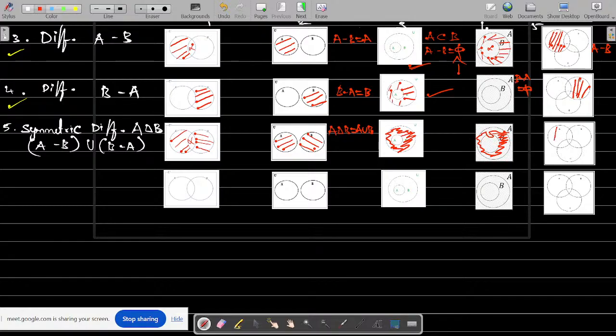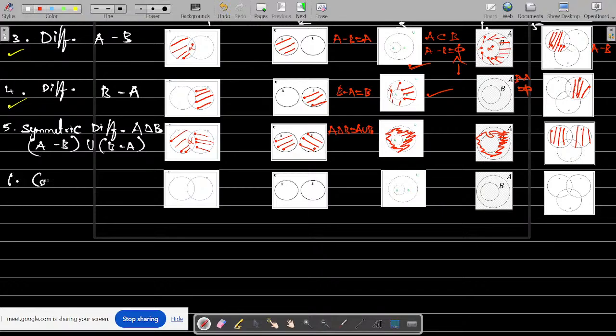And here, that A part alone and B part alone. See, you need not worry about C. C may be present, C may not be present. So this is the fifth case. Is it okay? Shall I go for the last case? Last case I have already discussed.